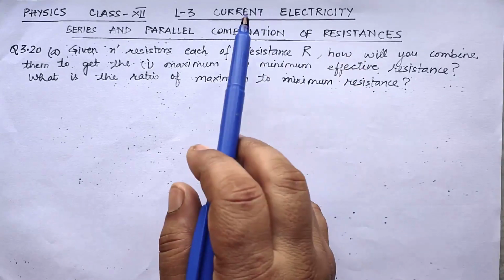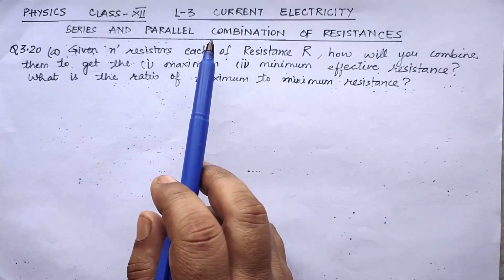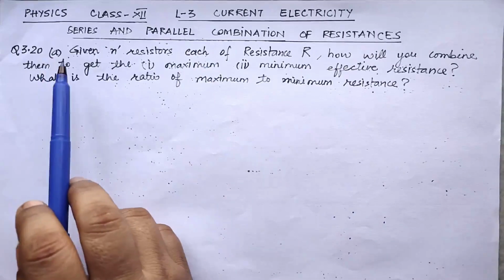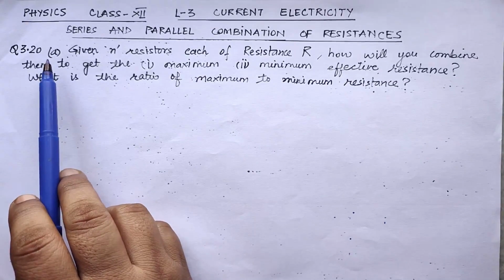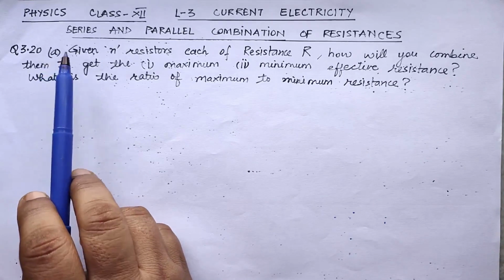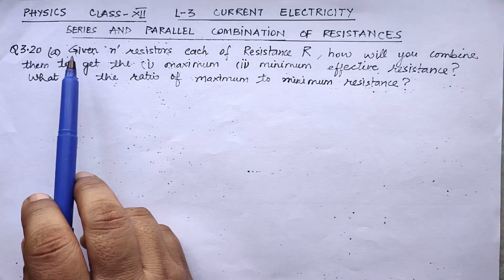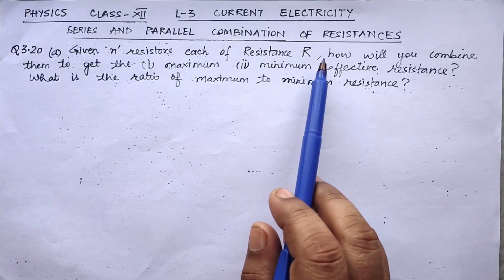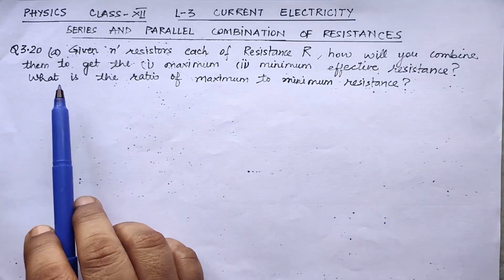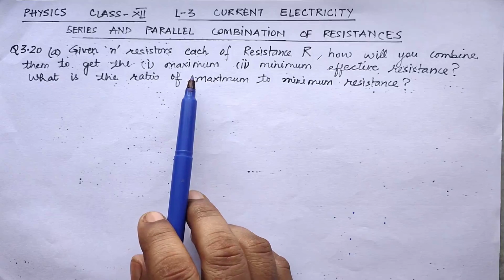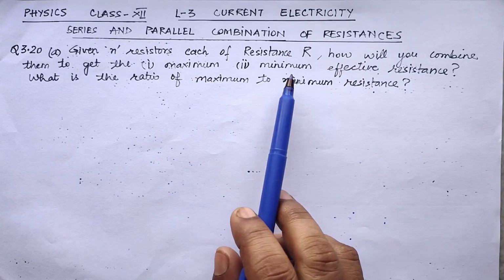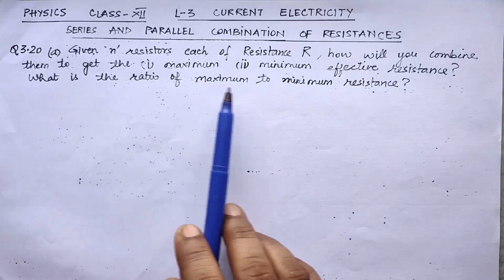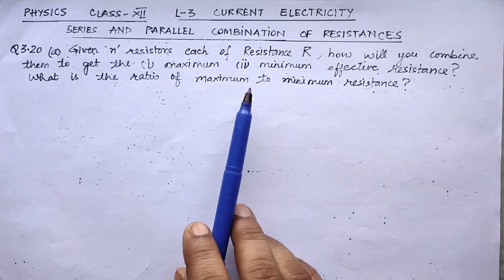In the chapter Current Electricity, there are certain exercises given and certain additional exercises which are given. So this is question number 3.20 of additional exercise. Let us read and understand the question and solve it. Given n resistors, each of resistance R, how will you combine them to get the maximum first part, and second part, minimum effective resistance. What is the ratio of maximum to minimum resistance?